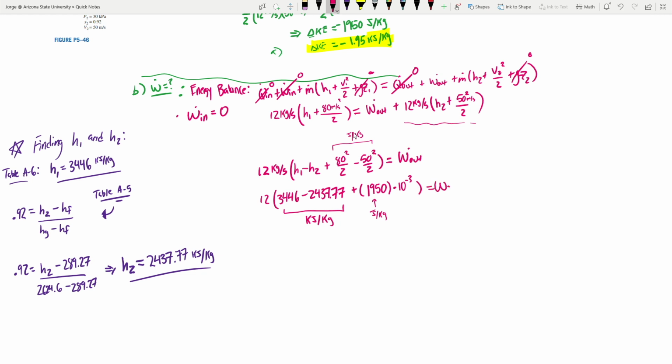Okay, so doing that and solving this out, we get that the work out, or the power out, I should say, is 12,122.2 kilowatts, or we can say that's 12.122 megawatts. Either one is fine. So that's part B.